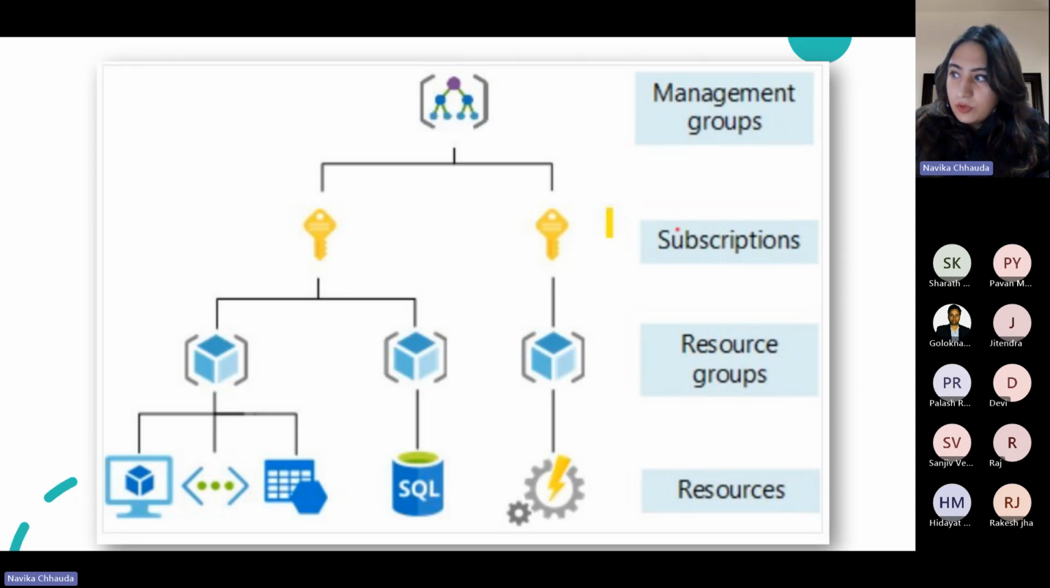Post that we have subscriptions. Each subscription can have multiple resource groups within it, and each resource group can have multiple resources within it. So this is the hierarchy, basically the infra hierarchy, that we follow in Azure. It's not just about a virtual machine. Any resource that you create in Azure should be within a particular resource group, and that resource group should definitely be within a subscription. That is the hierarchy that we follow in general, and we're going to be following it in today's demo as well.